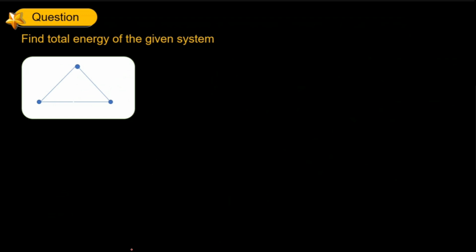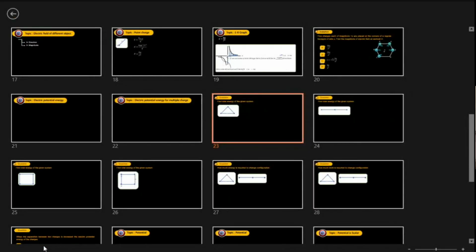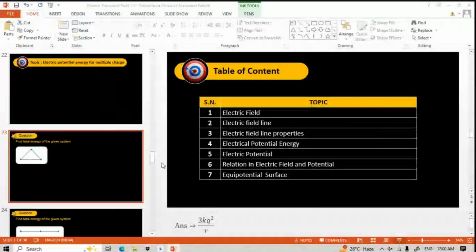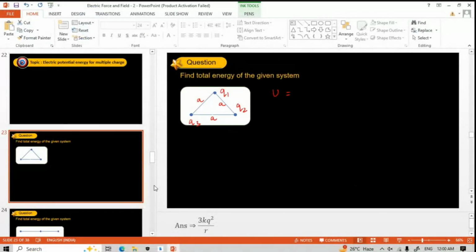Now, what is supposed to be the answer? Assuming Q1, Q2, Q3, and the distance is again A, what is the potential energy of the system? KQ1Q2 over A plus KQ2Q3 over A plus KQ3Q1 over A. Exactly. So again, you don't have to think much about it.